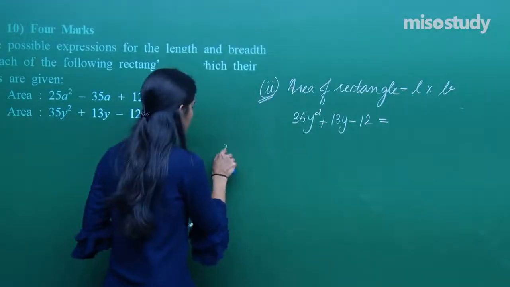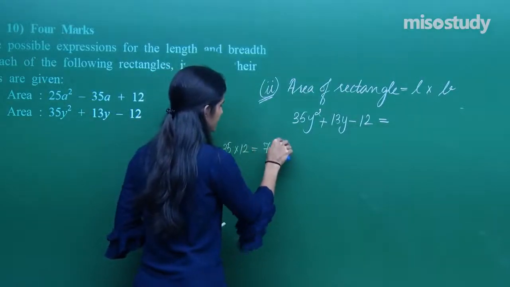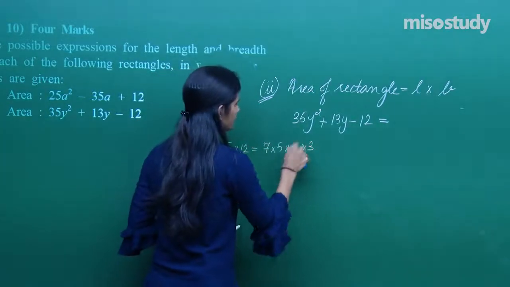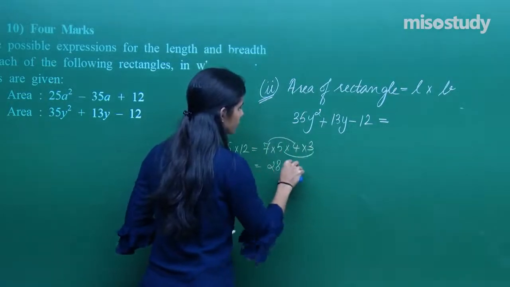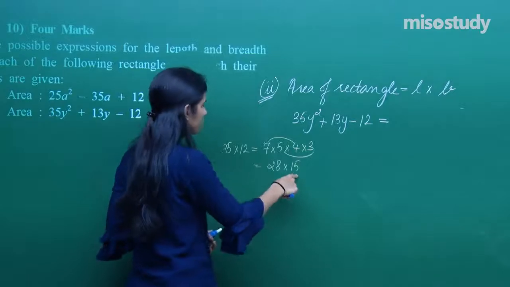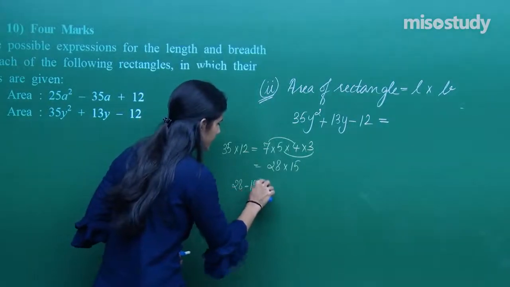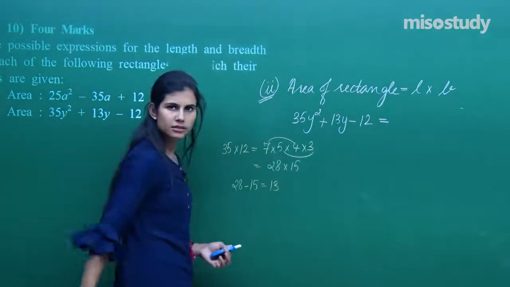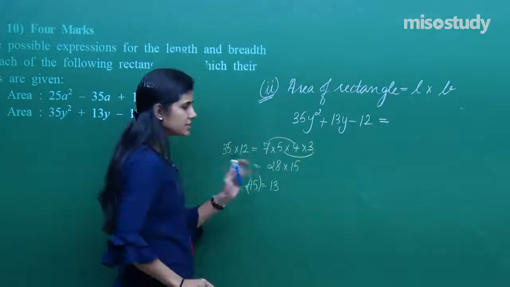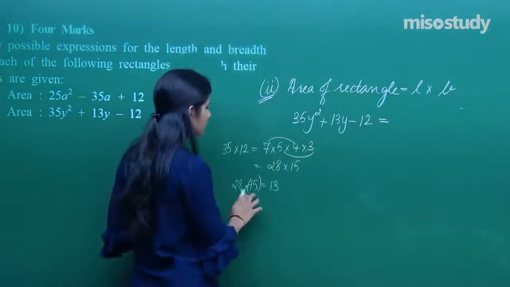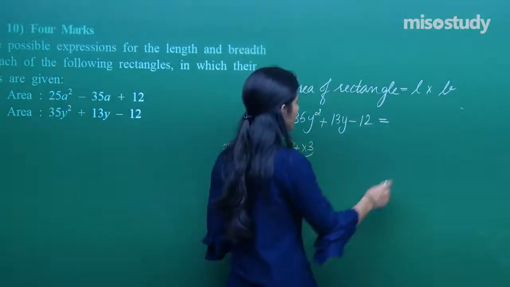Let's try to see. 35 into 12 can be written as 7 into 5 is 35 and 4 into 3 is 12. Which can be written as 7 into 4 is 28 and 5 into 3 is 15. So 28 into 15 is same as 35 into 12, and 28 minus 15 is 13, right? Or I can say 28 plus minus 15 is 13. So I have got two numbers whose sum is 13 and whose product is same as 35 into 12.